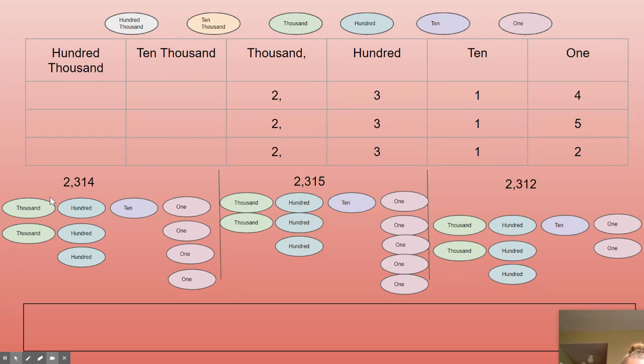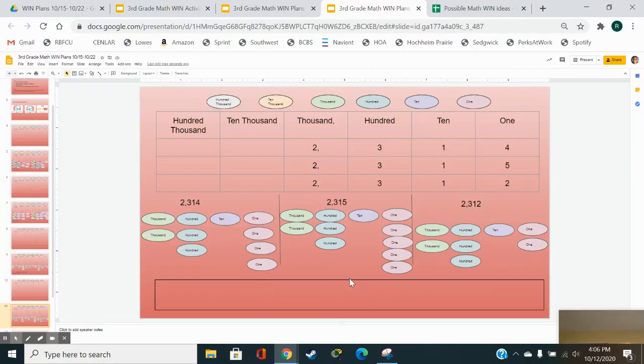Here you are able to see I have 2,000, 2,000, 2,000, 300, 300, 300, 110, 110, 110, 4 ones, 5 ones, 2 ones. So we're about to write our inequality statements. And before we do, I want you to look at these numbers and I want you to decide which number is the smallest. While you're thinking about that, I'm going to go out of present mode. So which number is smallest? So we are going to go from least to greatest.